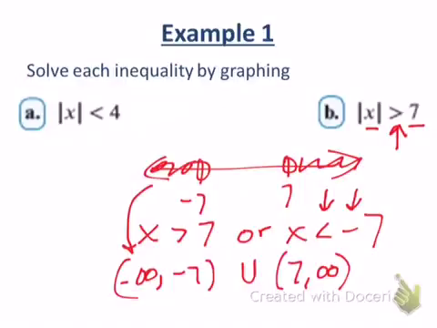Wilson? I thought there were brackets next to the infinity. No, it can't equal infinity, so it's always going to be a parentheses. You can't get to infinity. All right? So it's an open circle for sure on infinity.